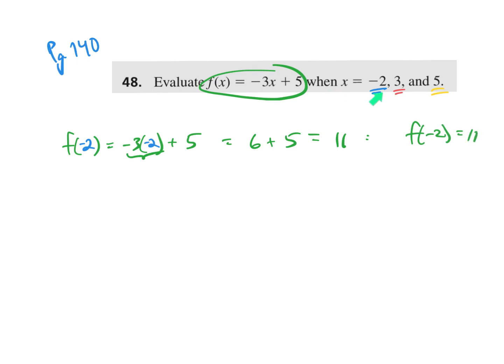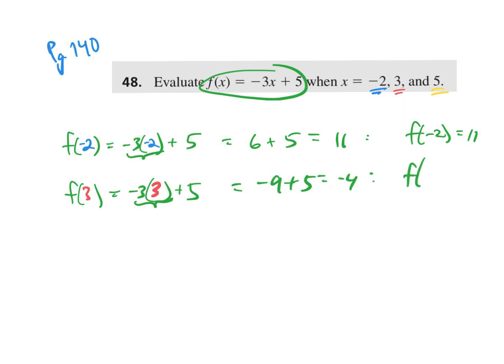What about when x is 3? Well, f of x is -3x plus 5. So if x is 3, then f of 3 is -3 times that x value plus 5, which is -9 plus 5, which is -4. So f of 3 is equal to -4.